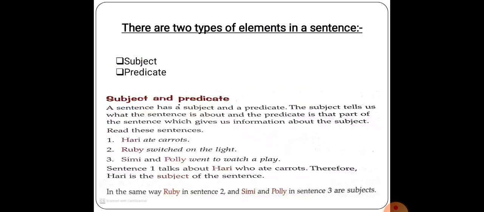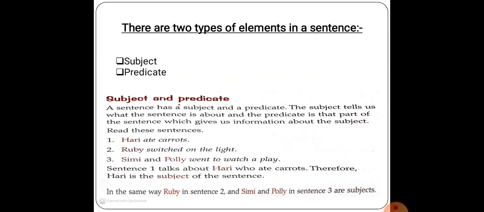There are two types of elements in a sentence: subject and predicate. The subject tells us what the sentence is about, and the predicate is that part of the sentence which gives us information about the subject.